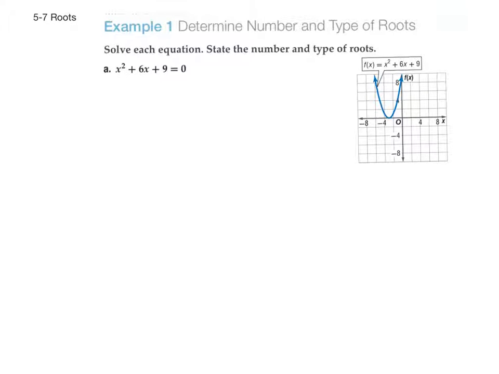Today we're going to do roots, the type of roots and the number of roots. The first thing is the number of roots are always by the exponents. There are two of them. The type are they real or imaginary?